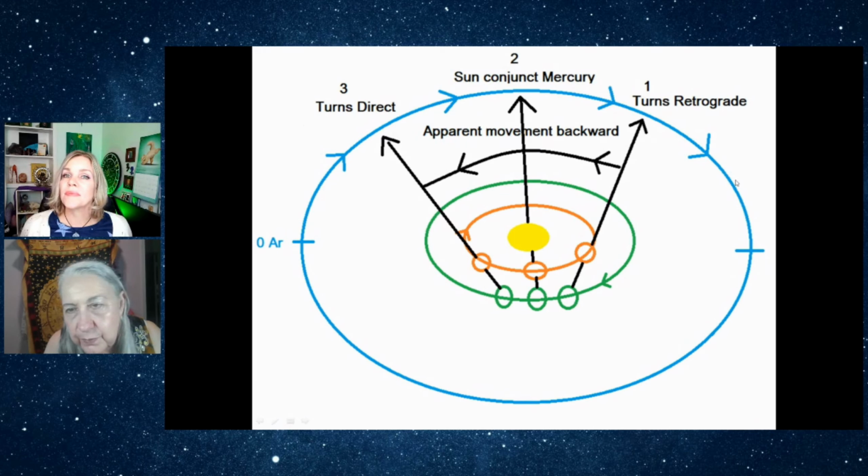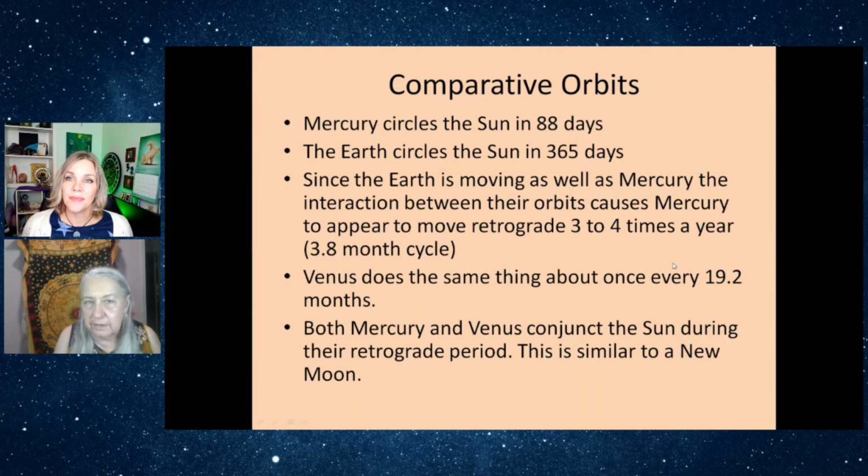The normal movement of the ecliptic is shown by the blue arrows. The apparent movement of Mercury in the sky backwards is shown by the black arrows, the ones that are going across horizontally. So maybe that gives you a little bit of an idea of why it appears that planets go retrograde. Now, look at the orbits. Mercury circles the sun in 88 days, and the Earth circles the sun in 365 days.